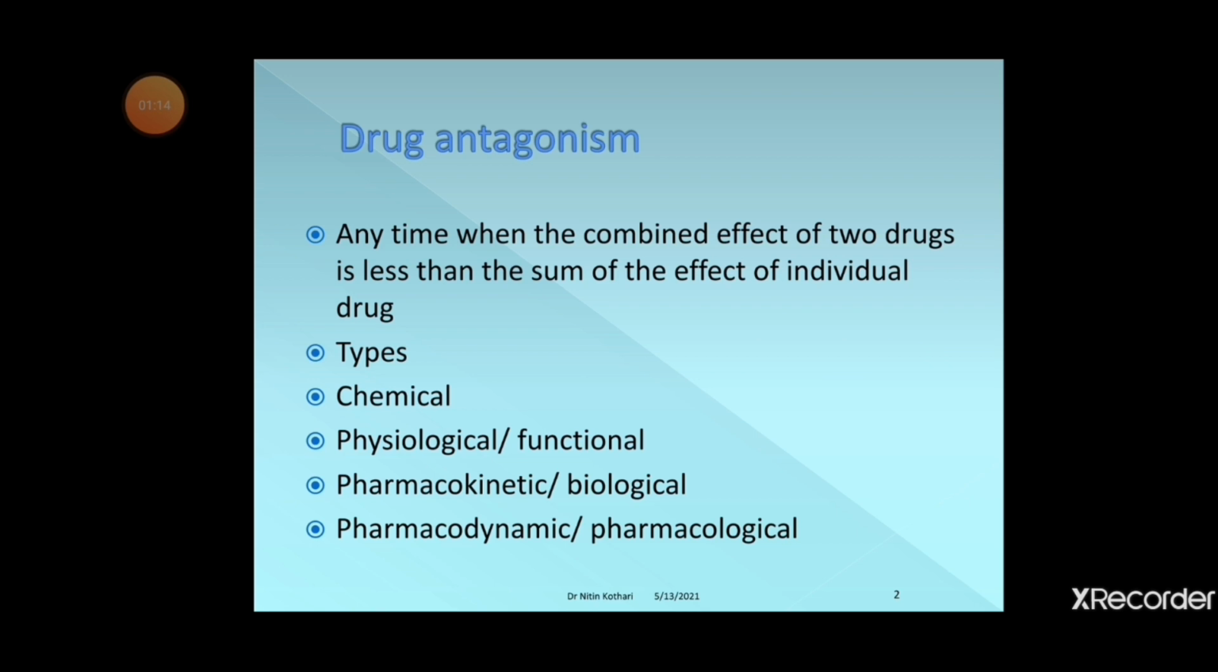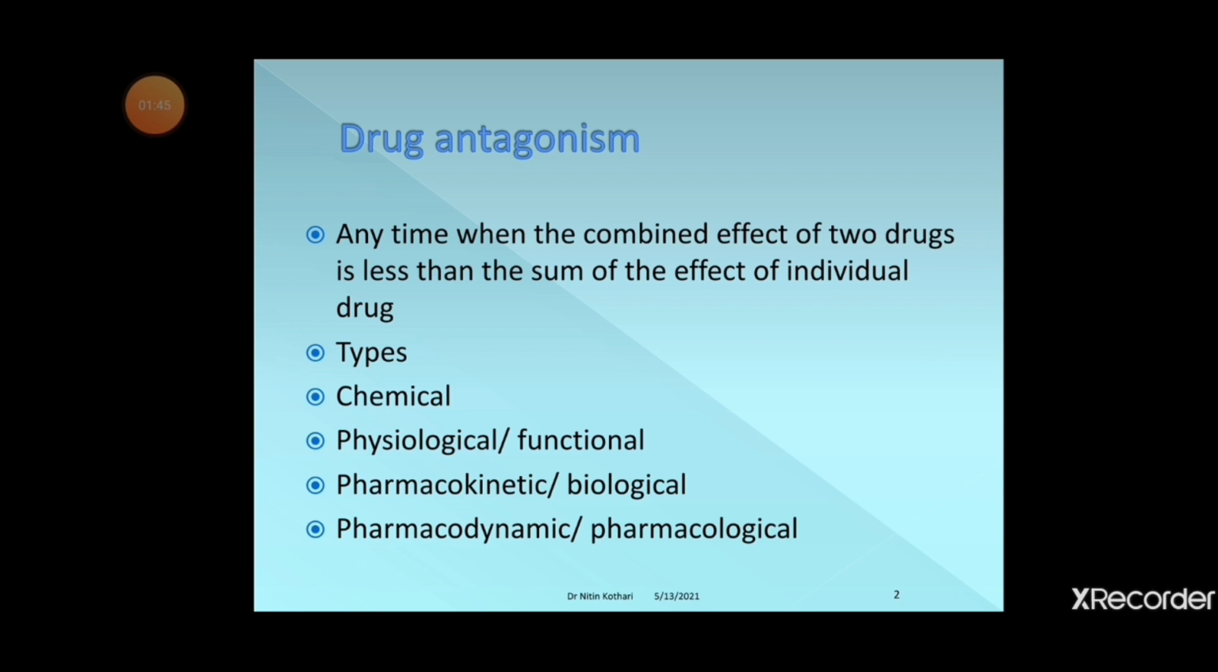What is drug antagonism? This type of effect is produced when two drugs are given concomitantly and the combined effect of these two drugs is less than the sum of the effect of the individual drugs.